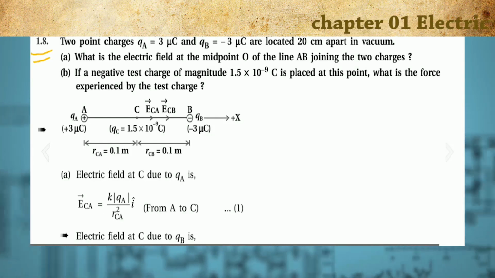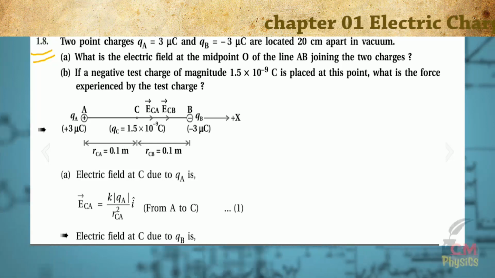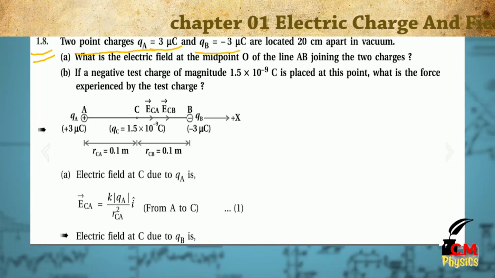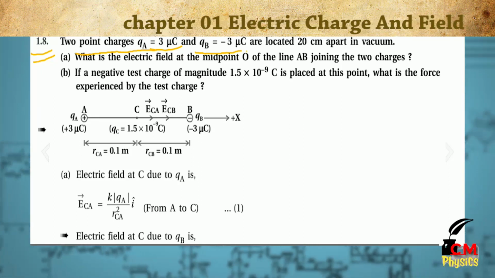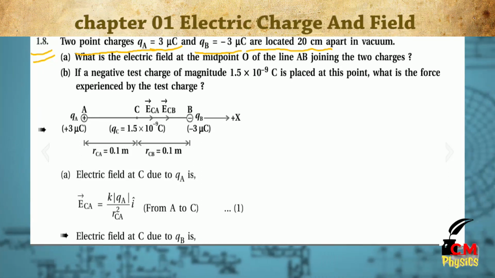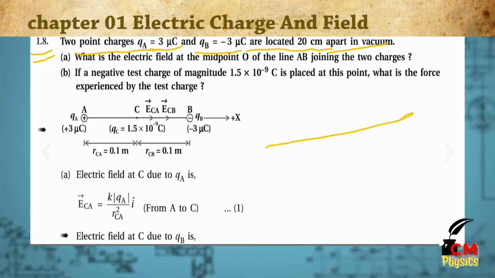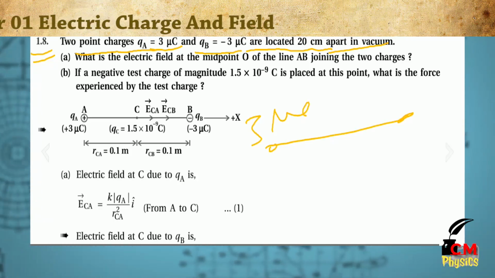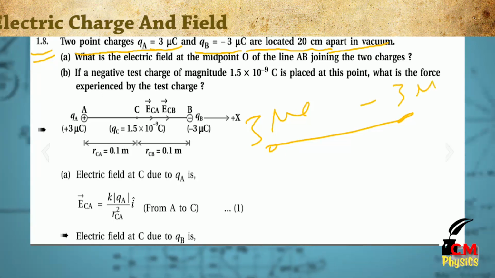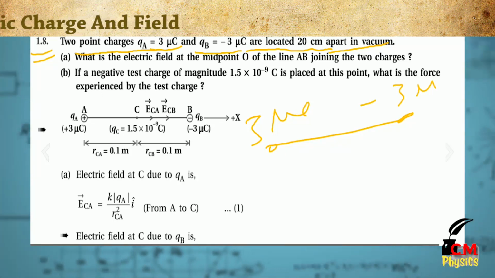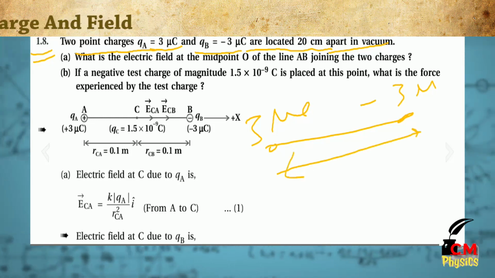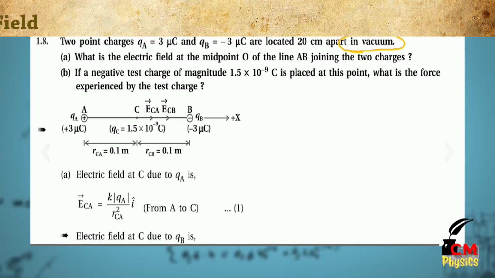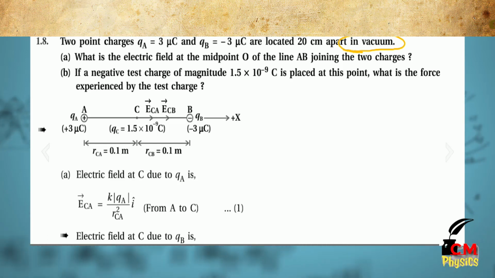Question number 1.8. Two point-like charges QA equals 3 μC and QB equals minus 3 μC are located 20 centimeters apart in vacuum. Means you have two charges, one is 3 μC and another is minus 3 μC, and the distance between them is 20 centimeters. They are placed in vacuum. The medium between the two charges is vacuum.